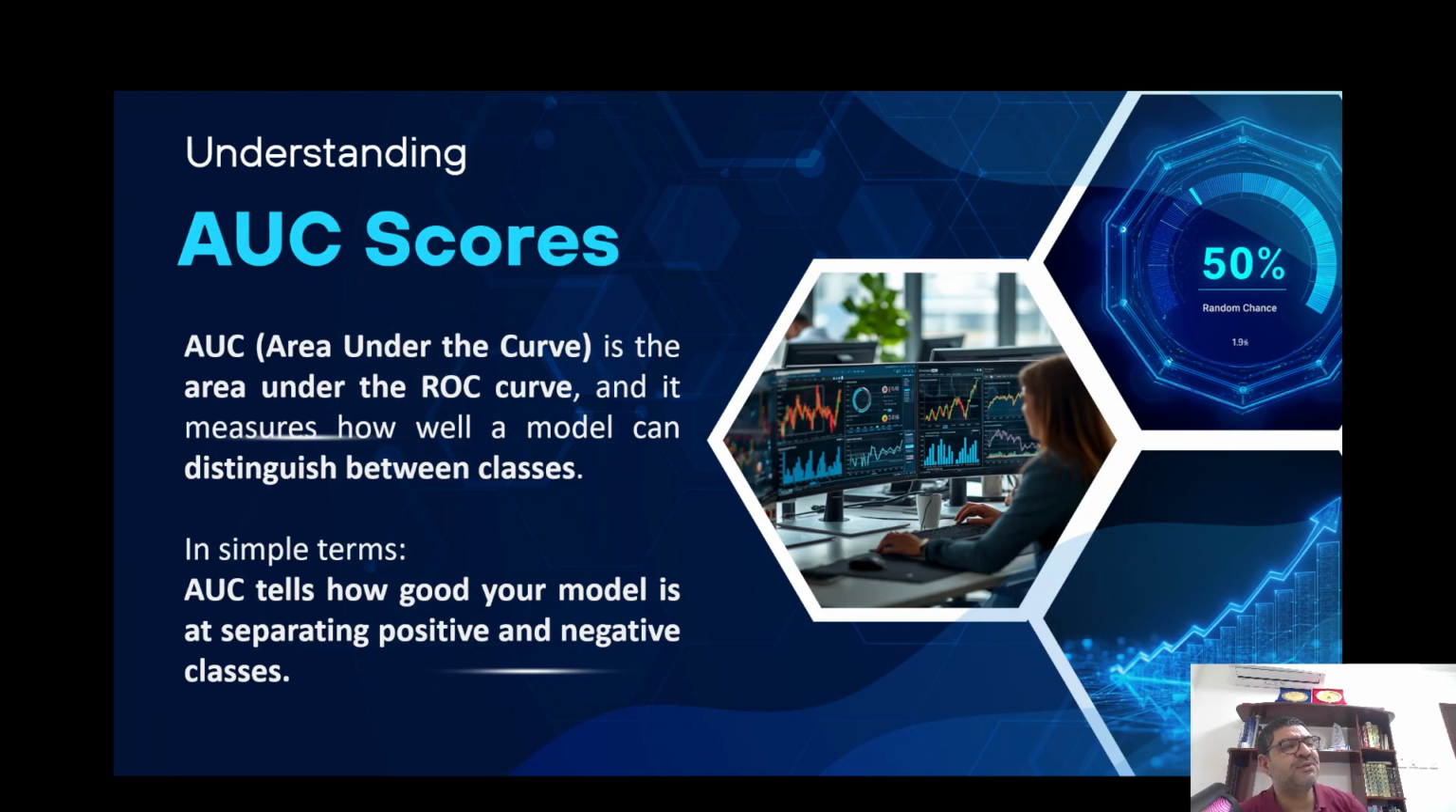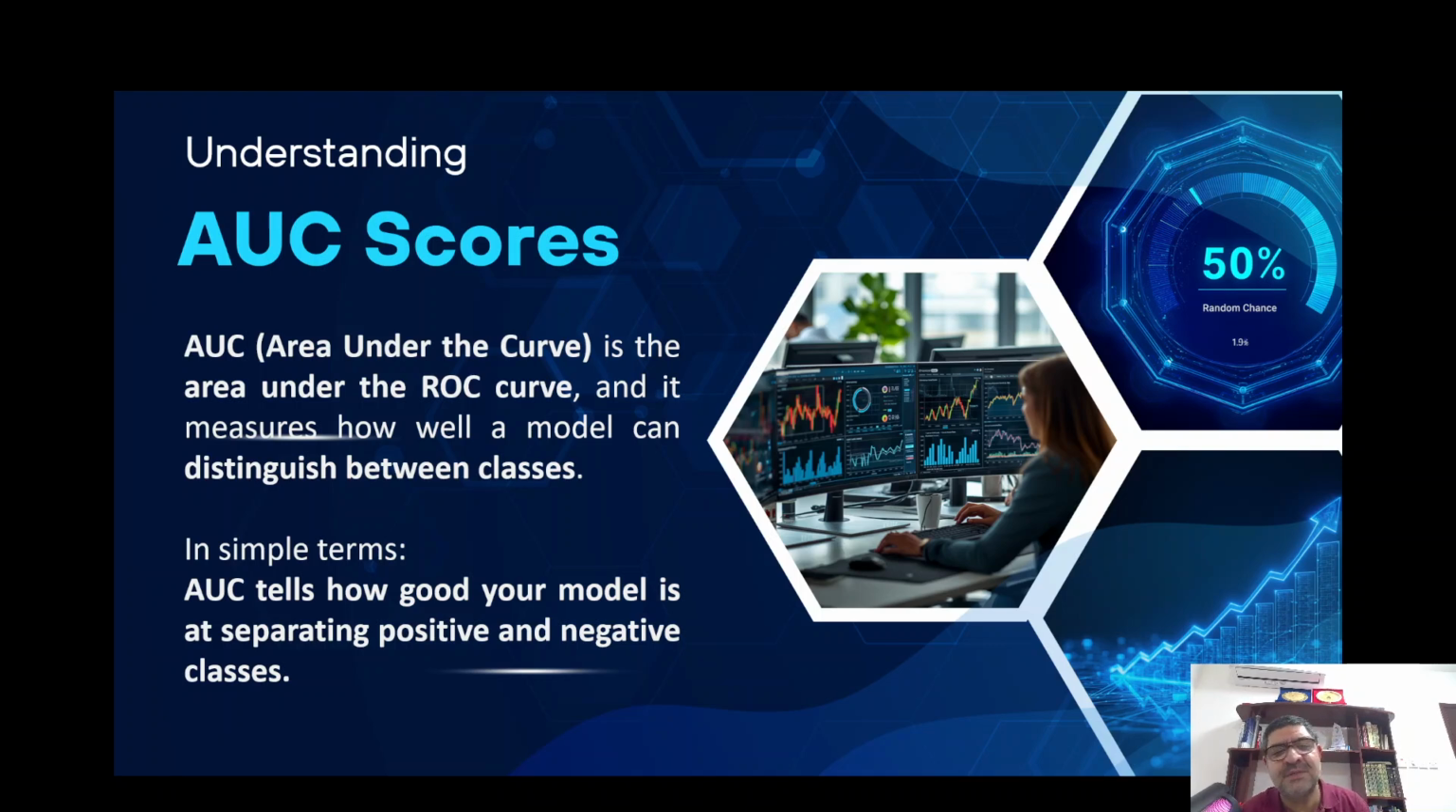And then what is the AUC score? AUC is the area under the ROC curve, and it measures how well a model can distinguish between positive and negative classes. If a model has a good distinction, the AUC value will be higher. Something near 1 is considered an excellent, best-fit model, because it is separating positive and negative classes very well.